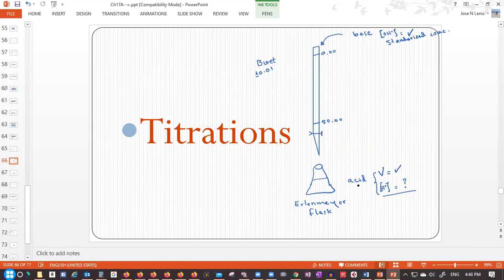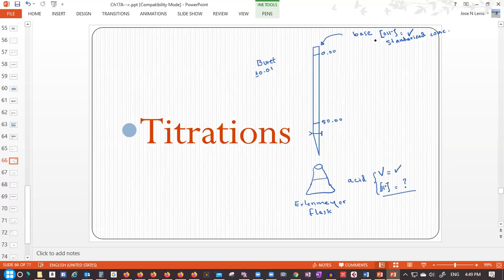We have a solution in the lab. We don't know what the concentration is. How do you find the concentration of the solution? Using a titration. Now we are going to use acid-base titration because we are using only acids and bases.